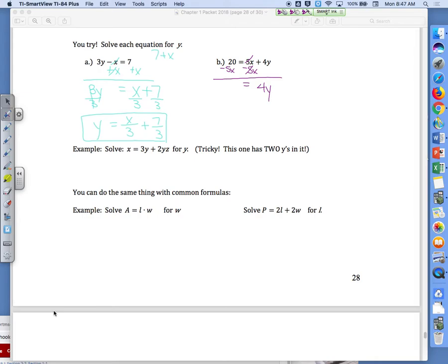20 minus 5x can't be combined together. It can't be simplified. It stays that way. So you'll either have 20 minus 5x, or like I said, put the x term first. So it's a minus 5x, and what kind of 20 would it be? Yep, it's plus 20. You got it. Positive 20.